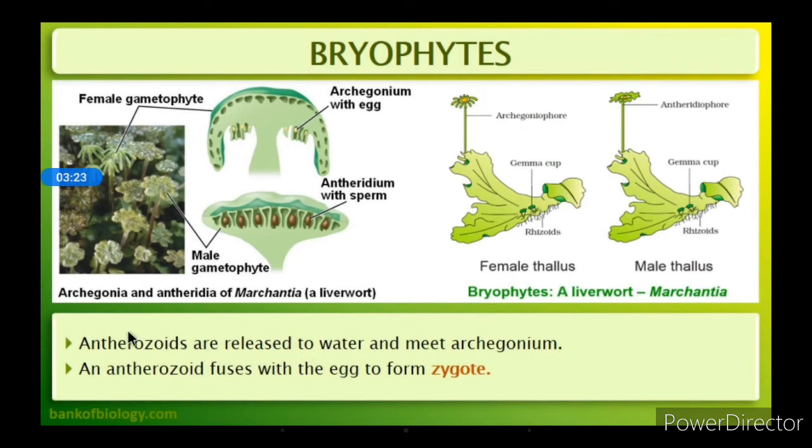Then the antherozoids, that is the sperms, are released into the water. Then they will meet the archegonium, that is the female egg, and they will fuse, and after fusion of male and female gametes, it results in the formation of the zygote.